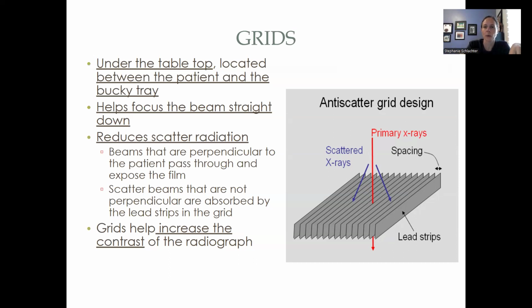Okay. So like this picture, right? That primary beam is coming straight down, right? Nice and perpendicular to it. That scatter can come down and go in different angles. And we don't want that scatter. That's kind of that extra light, right? Kind of coming in and affecting the quality of our picture.